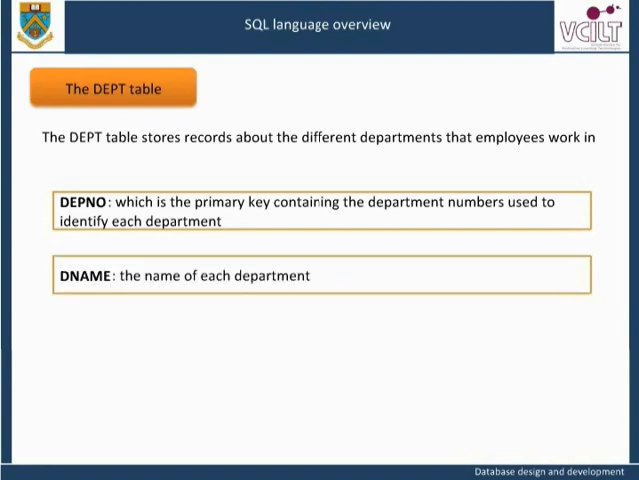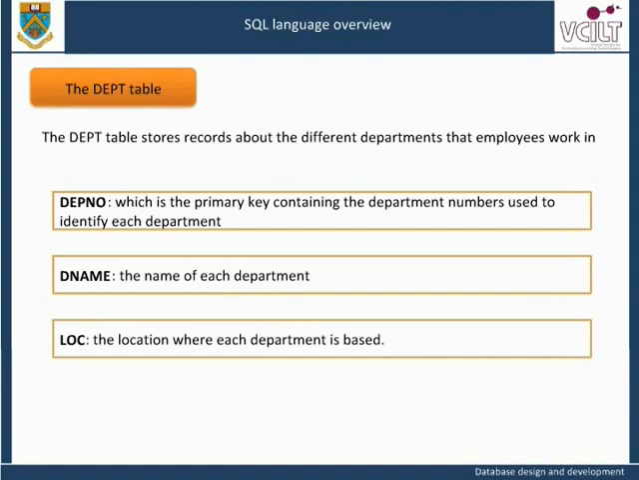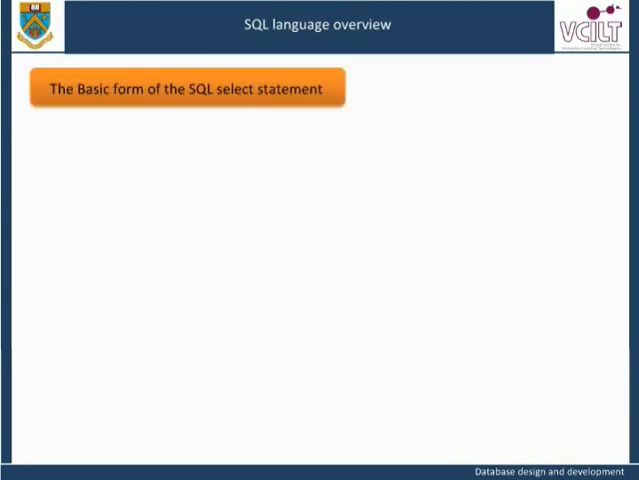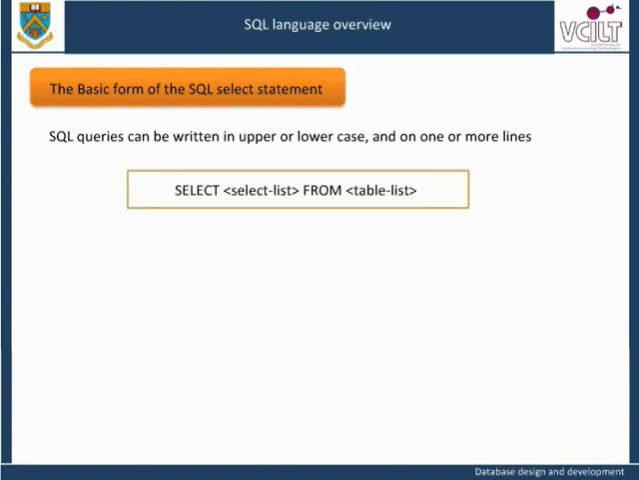Department name, the name of each department, location, the location where each department is based. The basic form of the SQL select statement: SQL queries can be written in upper or lower case and on one or more lines. All queries in SQL begin with the word select. The most basic form of the select statement is as follows: select, select list from table list.